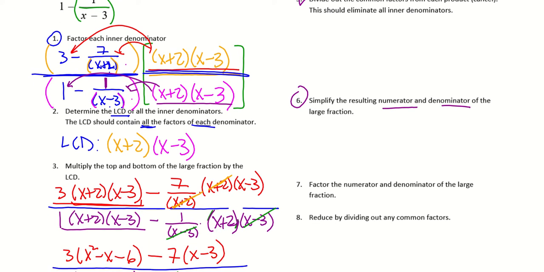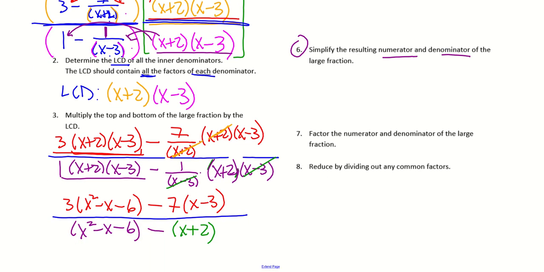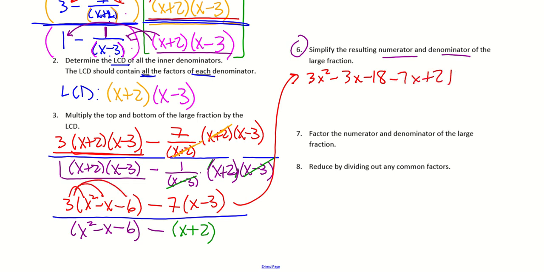So I'm going to come in here, we're taking this up here, and I'm going to simplify this numerator. So that gives me 3x squared minus 3x minus 18. I've just distributed this 3, minus 7x plus 21. I've distributed this negative 7 here. And that is over, right?